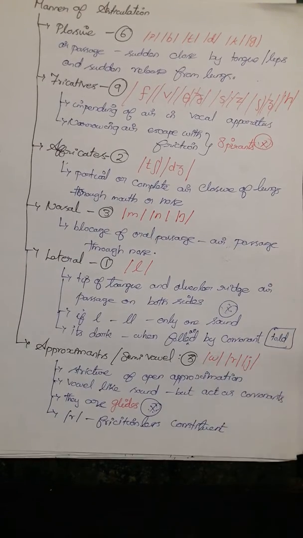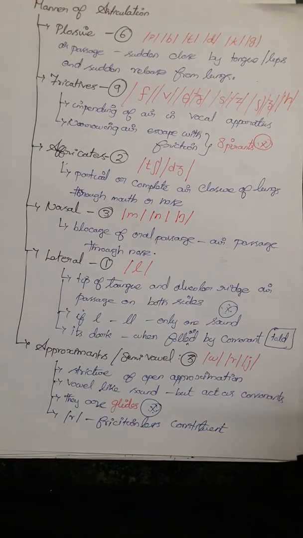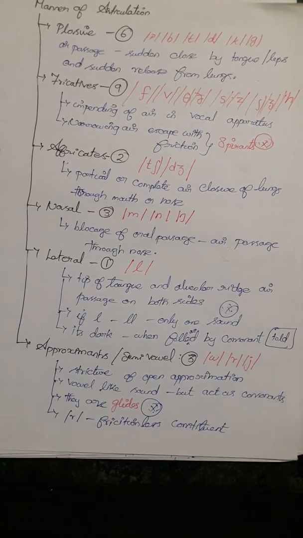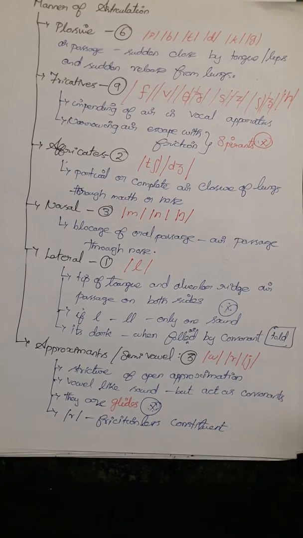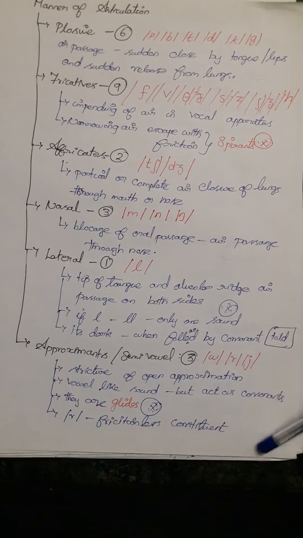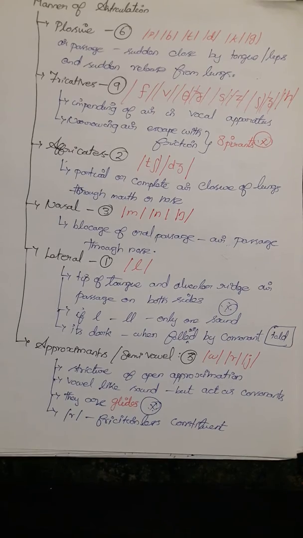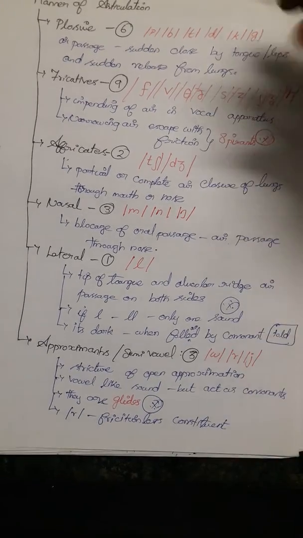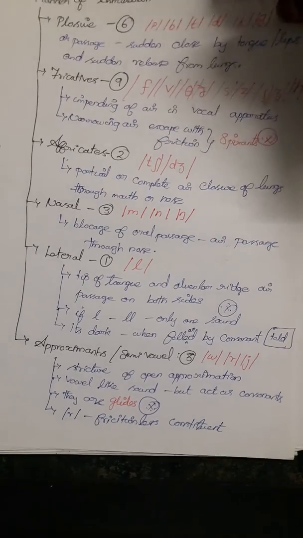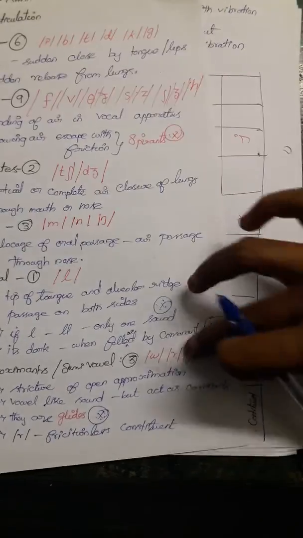In it, the strictures are of open approximation, and the sounds are similar to vowel sounds but act as consonants, and they are also known as glides. The frictionless consonants, there are 3 types of frictionless consonants, and one of them is the R.